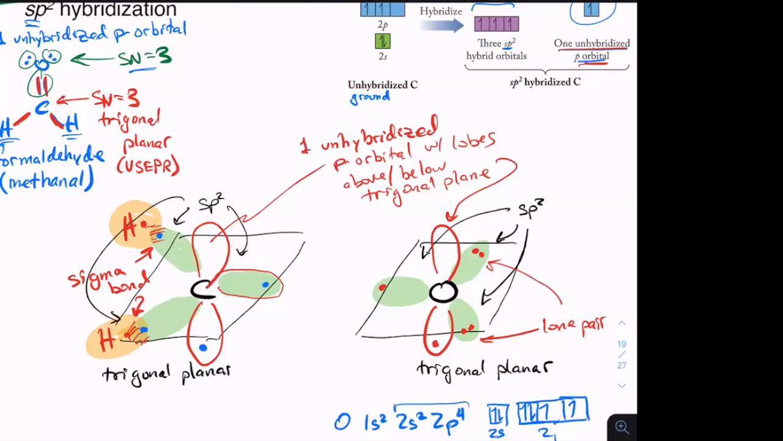Okay, now we've got the setup. We've described very carefully what these hybrid orbitals look like and the unhybridized p orbital and put where all the electrons are. And I already made the bonds with hydrogen, so you know what those sigma bonds look like. You could also make a sigma bond by overlapping hybrid orbitals. That's what we're going to get here.